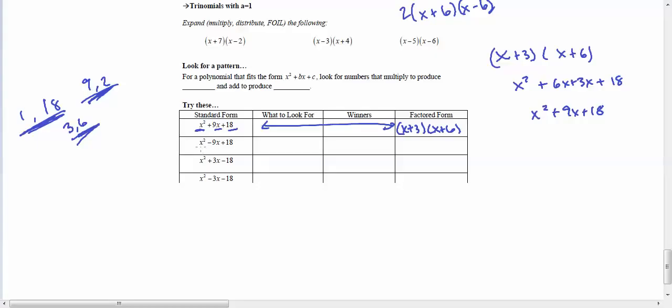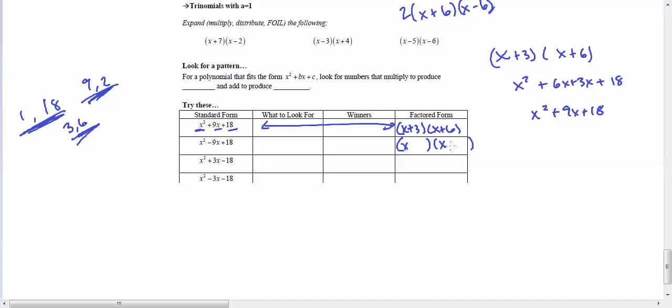This one looks very similar to the first one. However, there's something different. How would that factored form look? I'm also guessing x and x. I want something that will multiply out to be positive 18, but add up to be negative 9. That one's kind of weird.